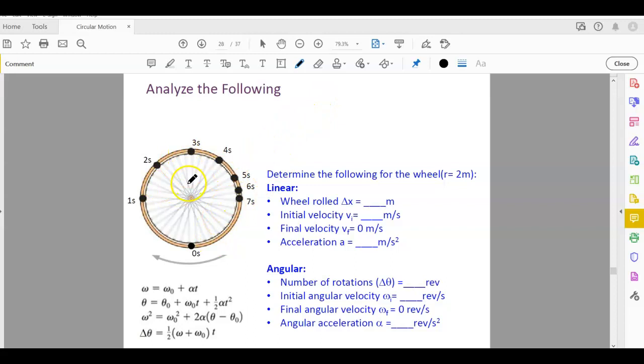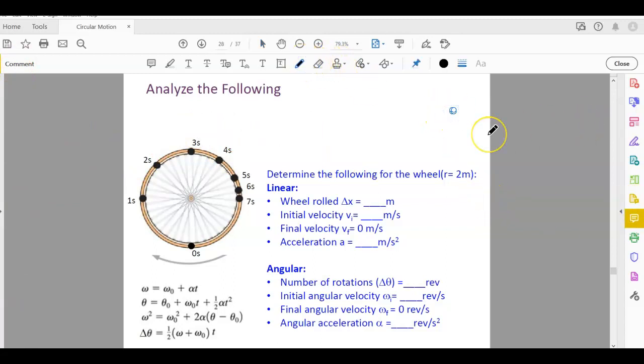Okay? So what I want you to do is pause the video and try filling out all these blanks. Start with the angular stuff first, and then move on to the linear stuff. And you might have to use some of these equations of motion to do it. So pause the video and try it on your own right now. All right, so hopefully you had a chance to try this out.